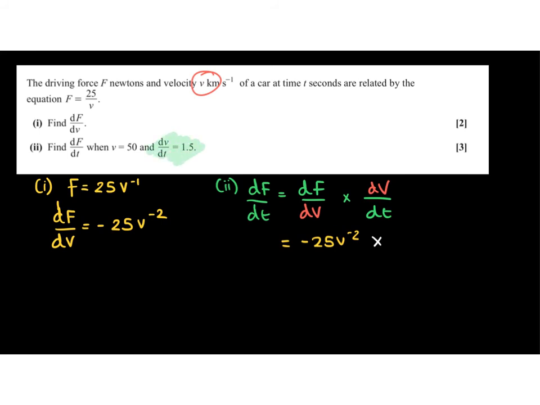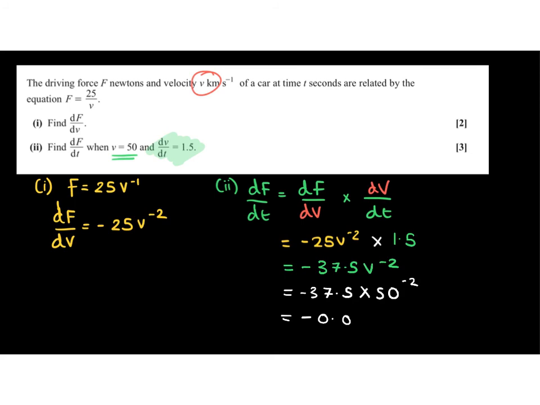dV by dt is 1.5. So I can very simply substitute that in, 1.5, and this then gives us a formula for dF by dt, which is negative 37.5v to the negative 2, but the question wanted us to substitute in v equals 50. So that's our last job, and let's see what we get.